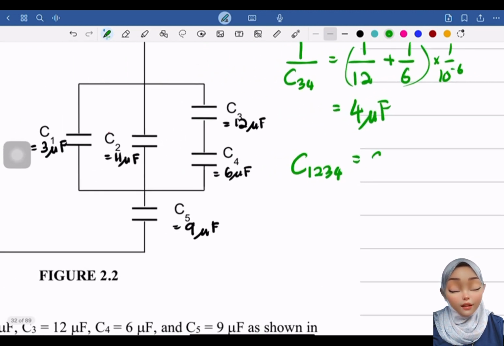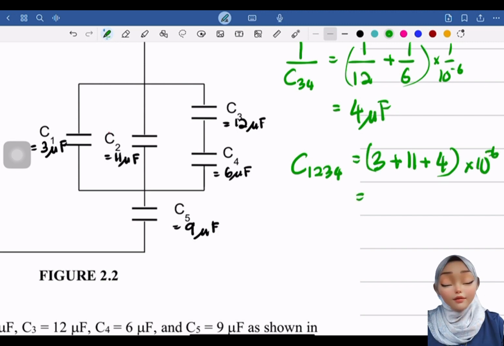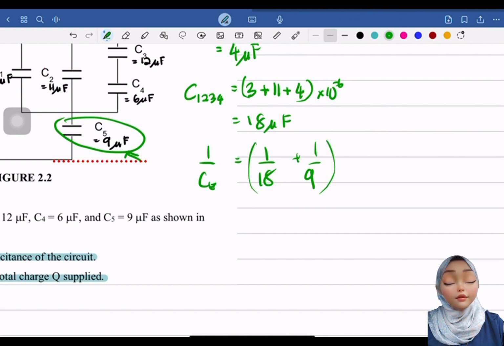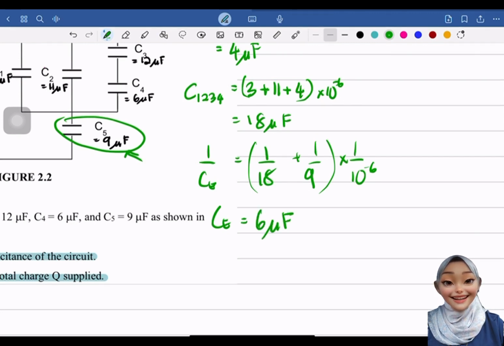Right, so kita kira terus je. So 3 tambah 11 tambah dengan 4 micro sama dengan 18 microfarad. Dan yang terakhir sekali, baru kita combine dengan C5 ni. So, 1/CE sama dengan 1/18 tambah 1/9 micro. So, CE sama dengan 6 microfarad.